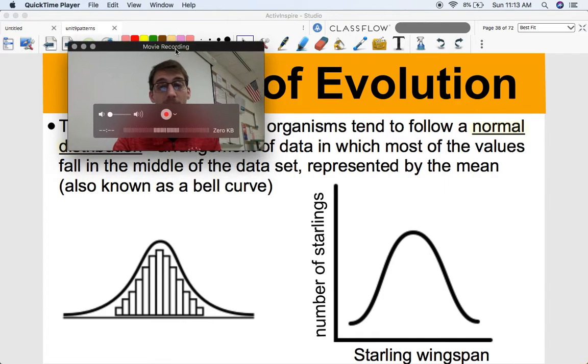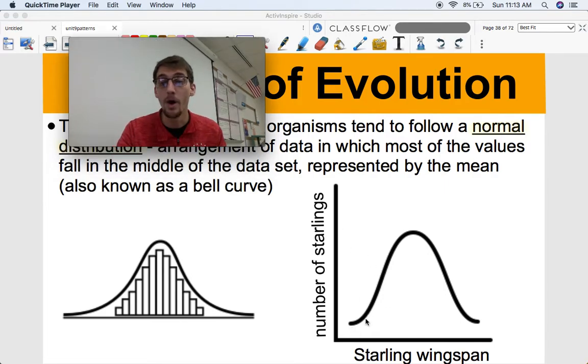All right, so if we come back to our starlings here, most of the starlings that we're going to see are going to be right in the middle in terms of their wingspan. We have a range of what we call phenotypes here, and we can expect most of them to be at what we call the intermediate phenotype, meaning right in the middle.